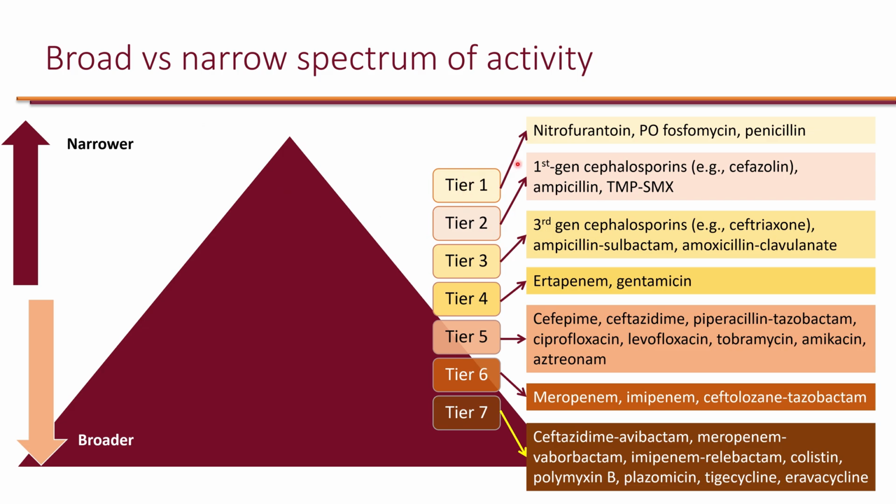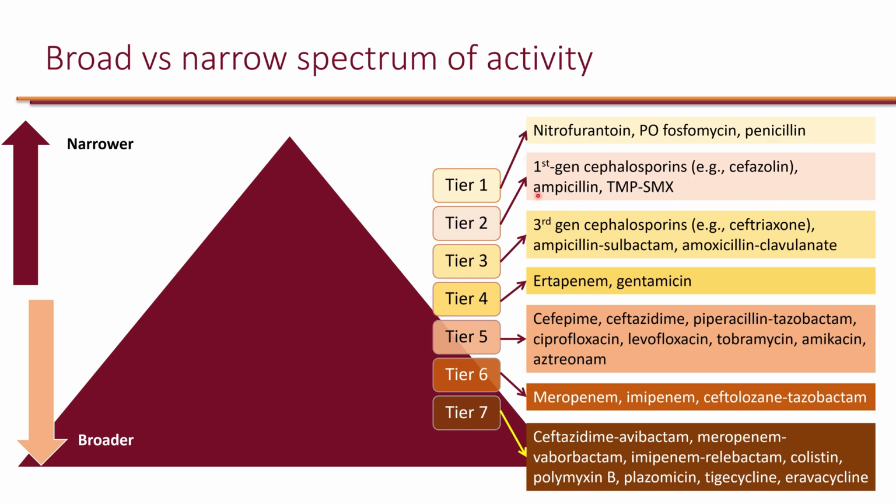So tier 1, which is considered pretty narrow, is essentially the urinary antibiotics, so nitrofurantoin and oral phosphomycin, as well as penicillin. Penicillin is considered the narrowest antibiotic when it comes to beta-lactams, and nitrofurantoin doesn't really go anywhere in the body other than the urine, so these agents are unlikely to cause collateral damage in the body.